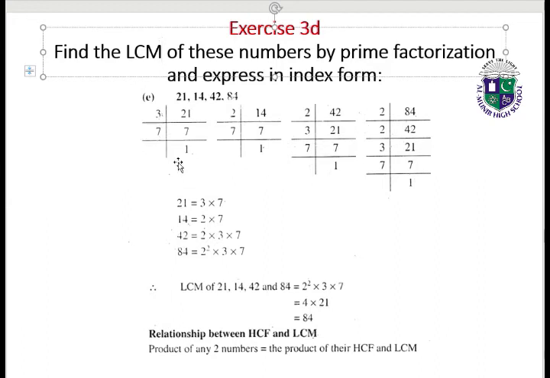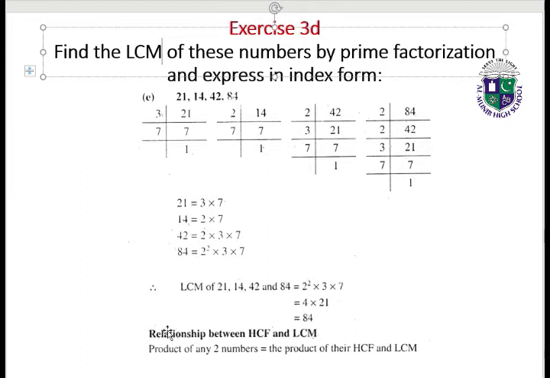3 7s are 21, 7 1s are 7, 2 7s are 14, 7 1s are 7, 2 2s are 4, 2 1s are 2, 3 7s are 21, 7 1s are 7, 2 4s are 8, 2 2s are 4, 2 1s are 2, 3 7s are 21, 7 1s are 7. Factor of 21 is 3 multiplied by 7, factor of 14 is 2 multiplied by 7, factor of 42 is 2 multiplied by 3 multiplied by 7, factor of 84 is 2 square multiplied by 3 multiplied by 7.